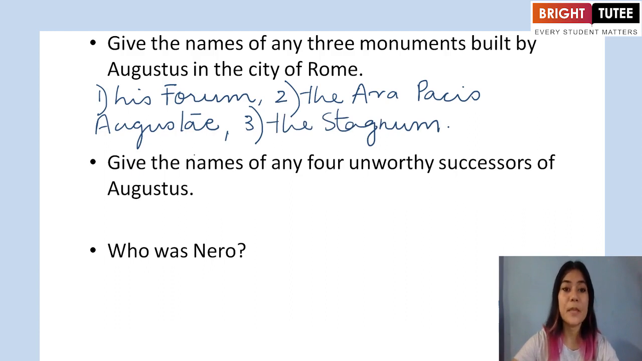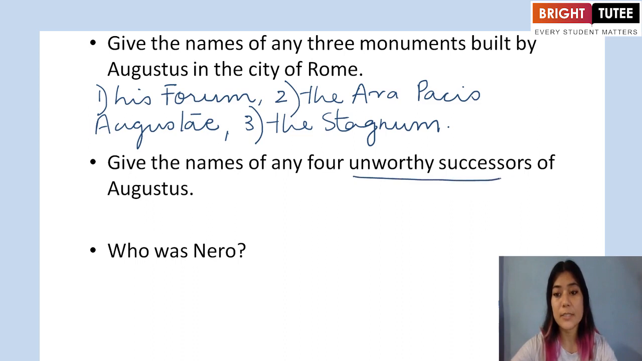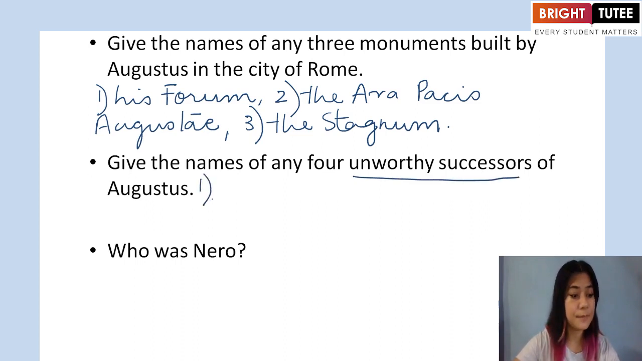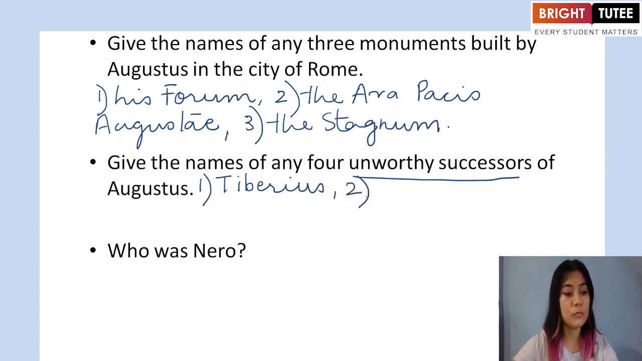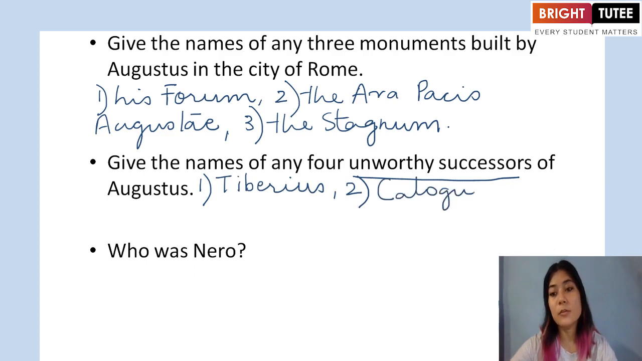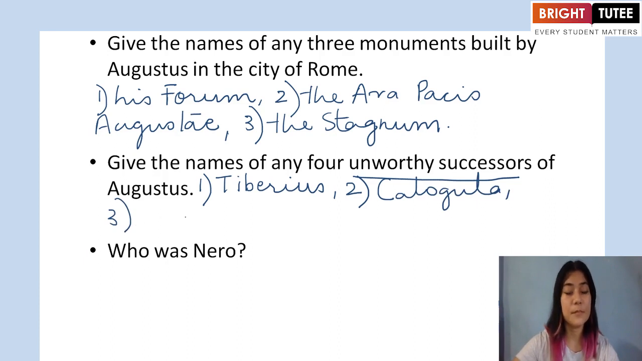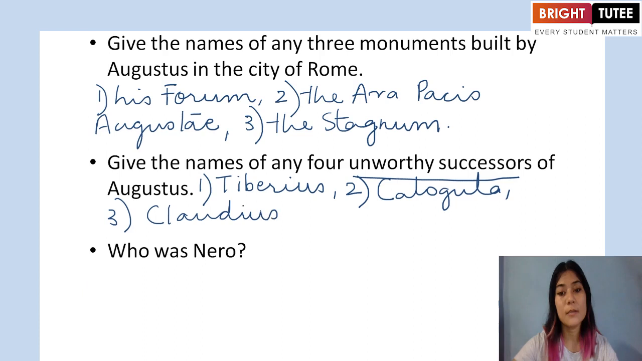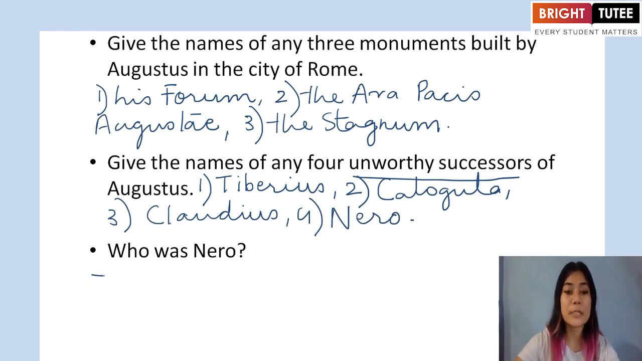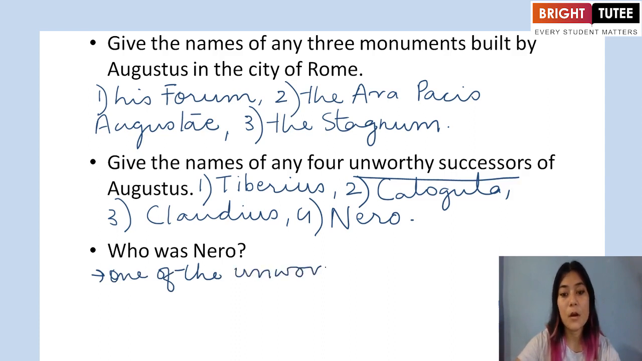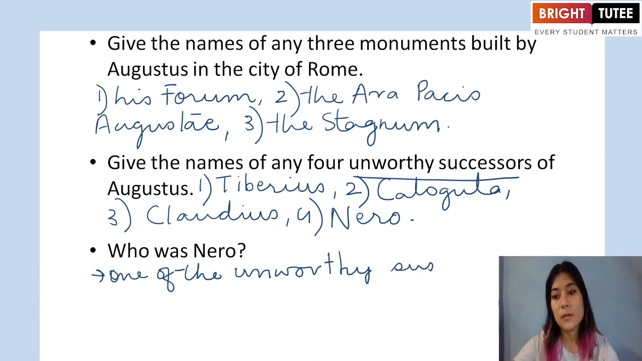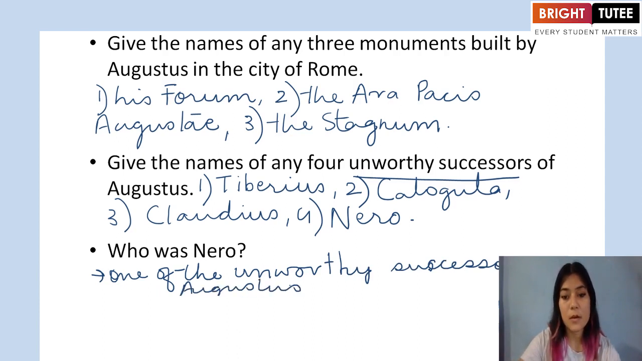Alright. The next question. Give the names of any 4 unworthy successors of Augustus. So they are number 1, Tiberius. Number 2, Caligula. Number 3, Claudius. And number 4, Nero. Alright. The next question, who was Nero? Nero was one of the unworthy successors of Augustus.